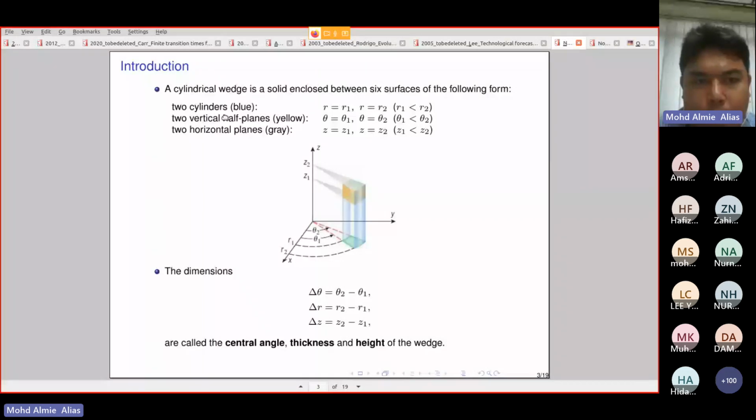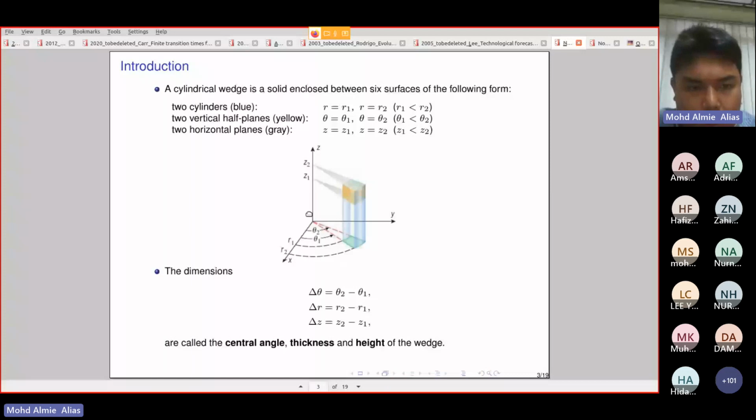Okay, so these quantities, actually 2 for the r, okay, which is the distance from the origin to your solid. I mean, actually the inner boundary and outer boundary of your solid. And then there are 2 vertical half planes, which is the left and right boundaries of your solid, and then 2 horizontal planes, actually the z, I mean the bottom and the top part of your wedge.